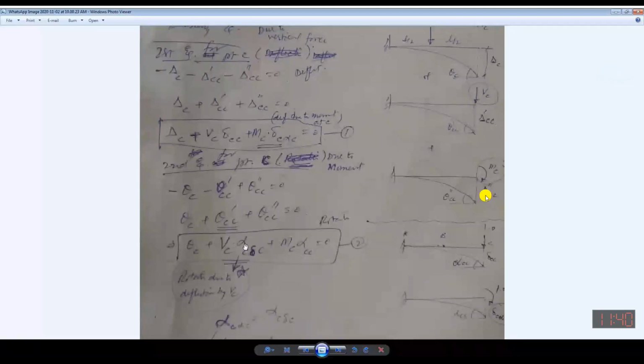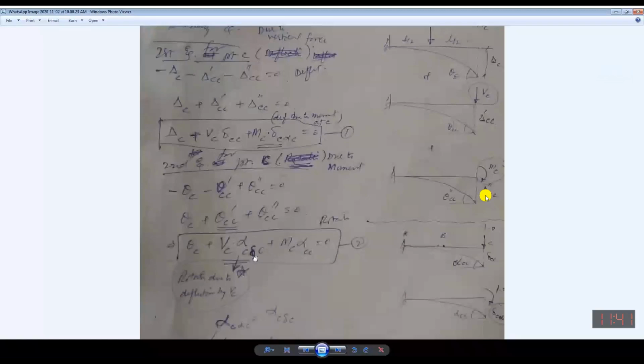This is the rotation at point C, rotation at point C due to force at C, linear force. This is delta, not alpha. Note it, please. This is rotation. Due to rotation, it is alpha. But this is the effect of VC. So this is linear. So I have written over there delta.